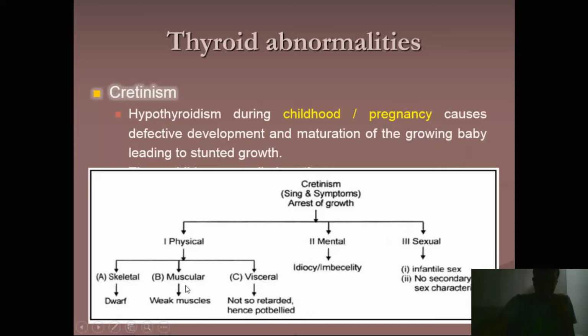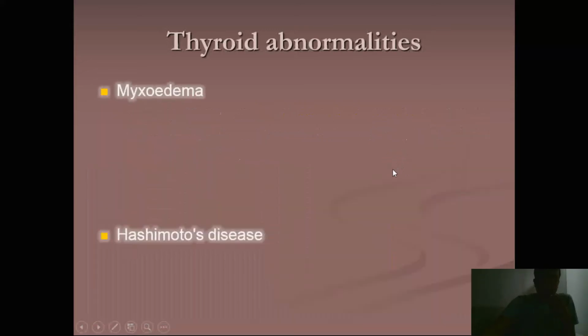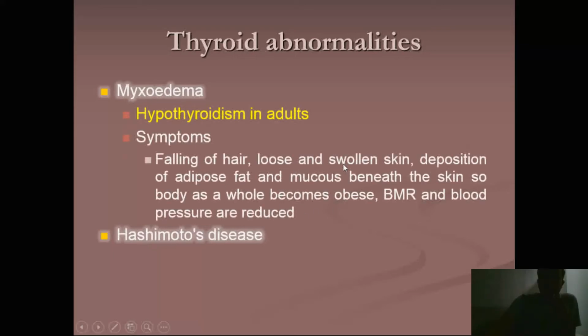It looks ugly. Muscles are also weak, and sexual organs are not developed properly, so it could result in sterility, or secondary sex characteristics may be absent. If hypothyroidism develops in adults, it's called myxoedema. Myxoedema is named because of the characteristic appearance. As I told you, there is an increase in subcutaneous fat, which gives a characteristic appearance of loose and swollen skin, and symptom-wise we also call it edema. Edema refers to swelling.